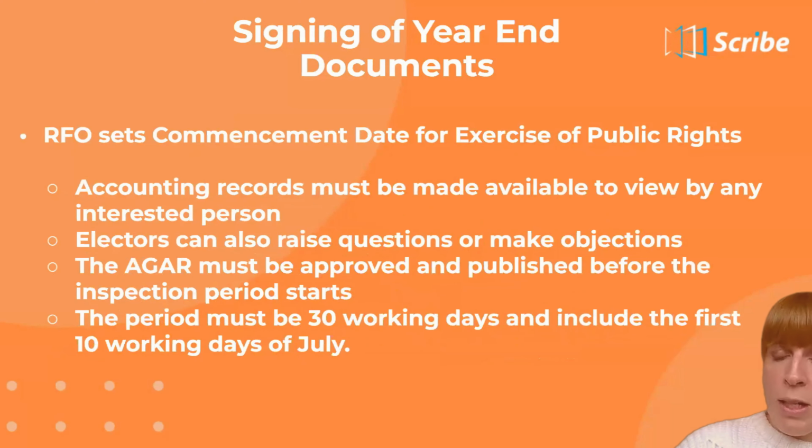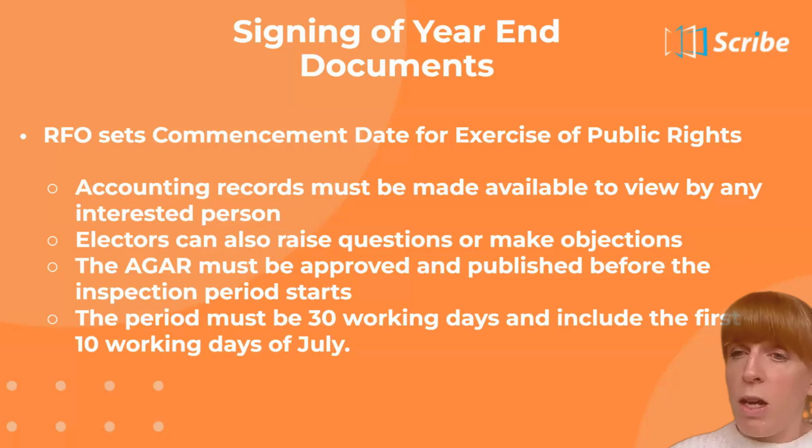Once you've got to that point, the RFO can then set the commencement date for the exercise of public rights. This is that the accounting records must be made available to view by any interested person. So you have to provide them available for a specific time period, but the AGAR must be approved and published before that inspection period starts. And that's something I've seen quite a lot of councils get pulled up on in the external audit report, that didn't happen. There was an issue with the dates and the ranges being used here. So again, be clear on this.